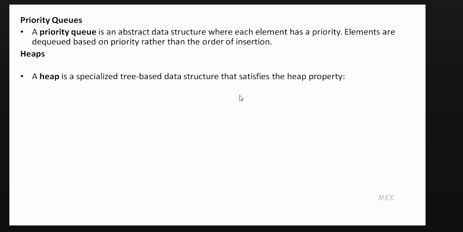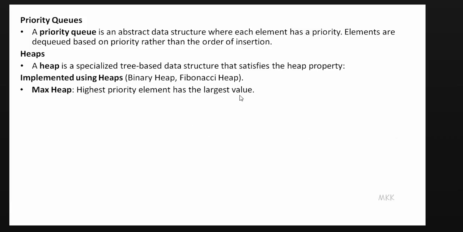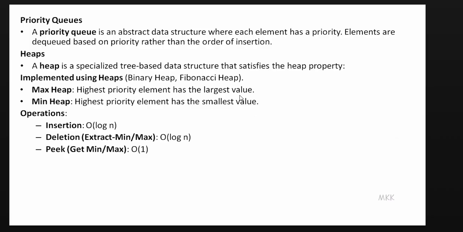Whereas coming to the heap, a heap is nothing but a specialized tree-based structure that satisfies the heap property. We can implement heaps using a binary heap or a Fibonacci heap. In a max heap, the highest priority element has the largest value, and in a min heap, the highest priority element has the smallest value. Using these priority keys, we can perform operations like insertion and deletion. Insertion is O(log n), whereas deletion extracts the minimum or maximum value in O(log n). We also use another operation called peek, where we can get the minimum or maximum value.